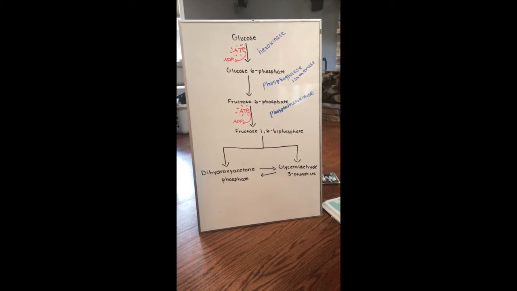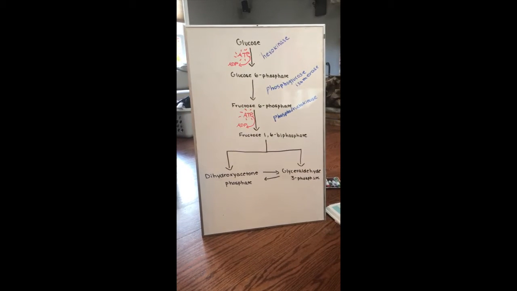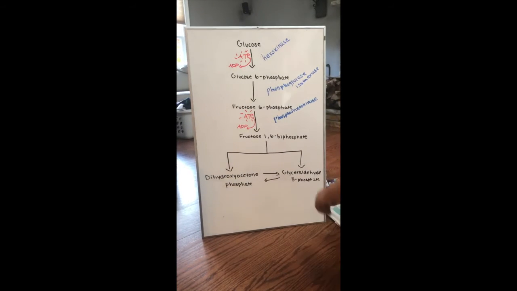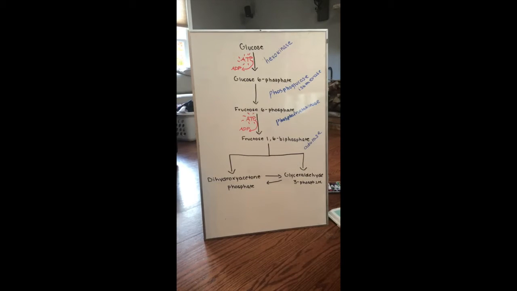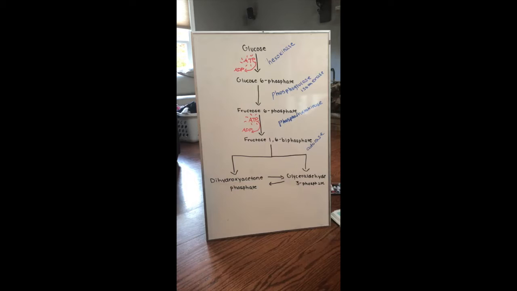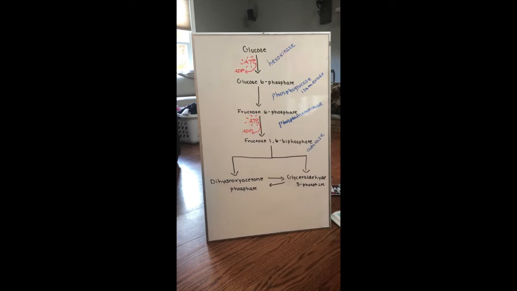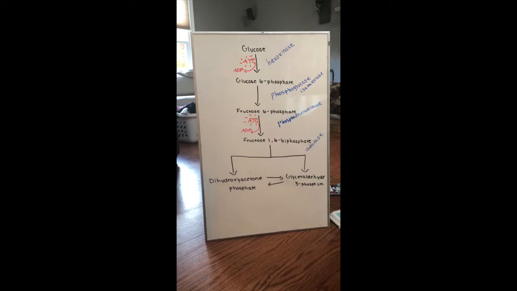In step 4 of the energy investment phase, aldolase splits glucose into 2 3-carbon sugars. Dihydroxyacetone phosphate and glyceraldehyde phosphate form, and they are isomers of each other. Lastly, in step 5, isomerase catalyzes reversible reactions between the 2 sugars. An equilibrium is never reached because glyceraldehyde 3-phosphate is only used as a substrate.